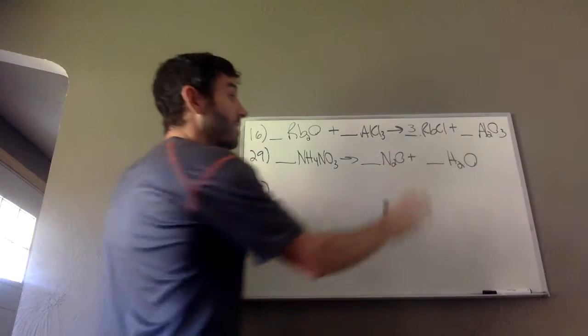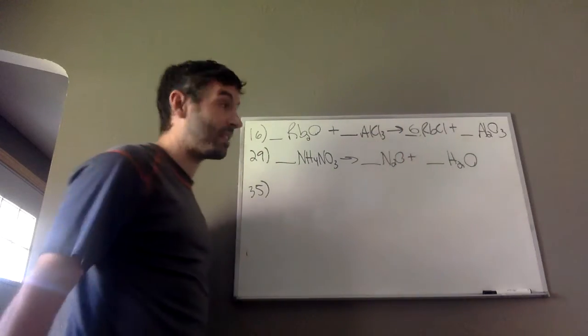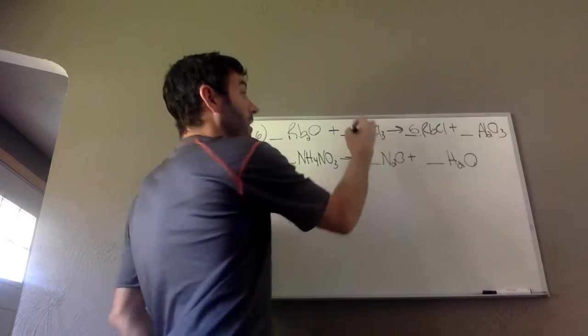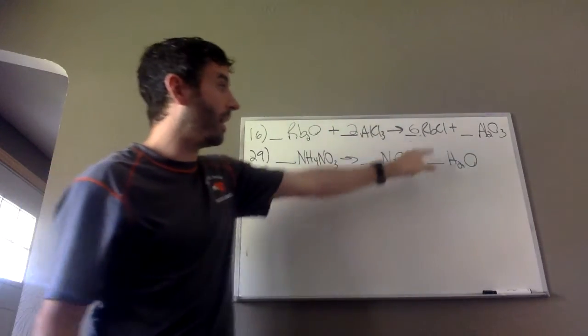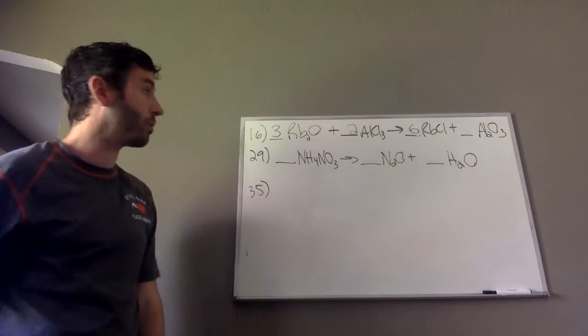case is 6. So I'm not going to actually jump ahead. I'm going to erase that 3. I'm going to make that a 6. So now I can come over here. My chlorines, I now have 6, so I need to make that a 2. I have 6 rubidiums on the right, so I need 6 rubidiums on the left, so I put a 3.